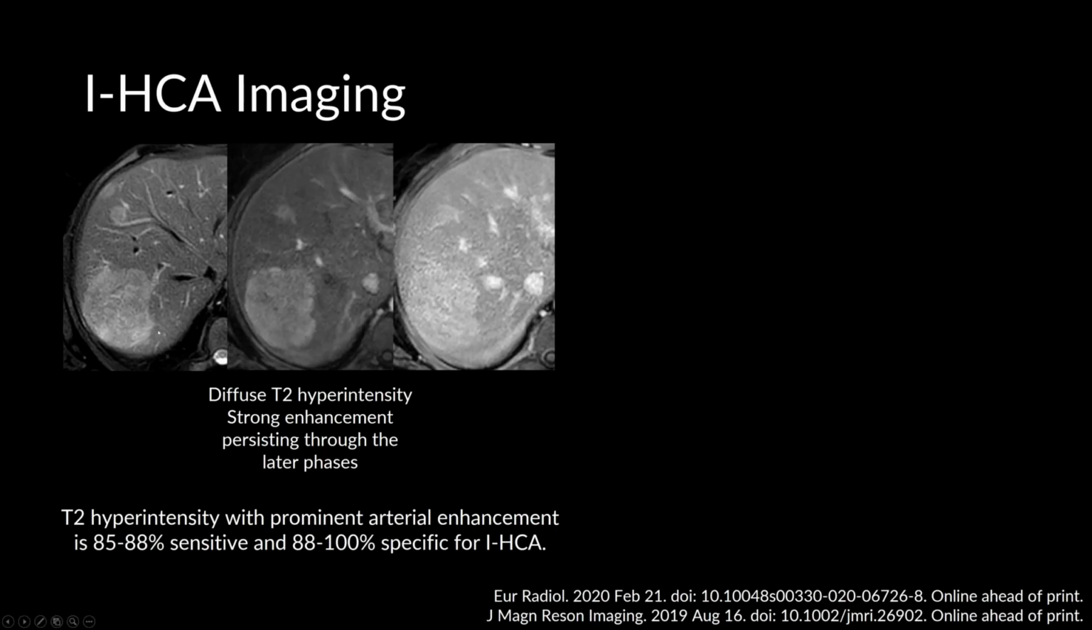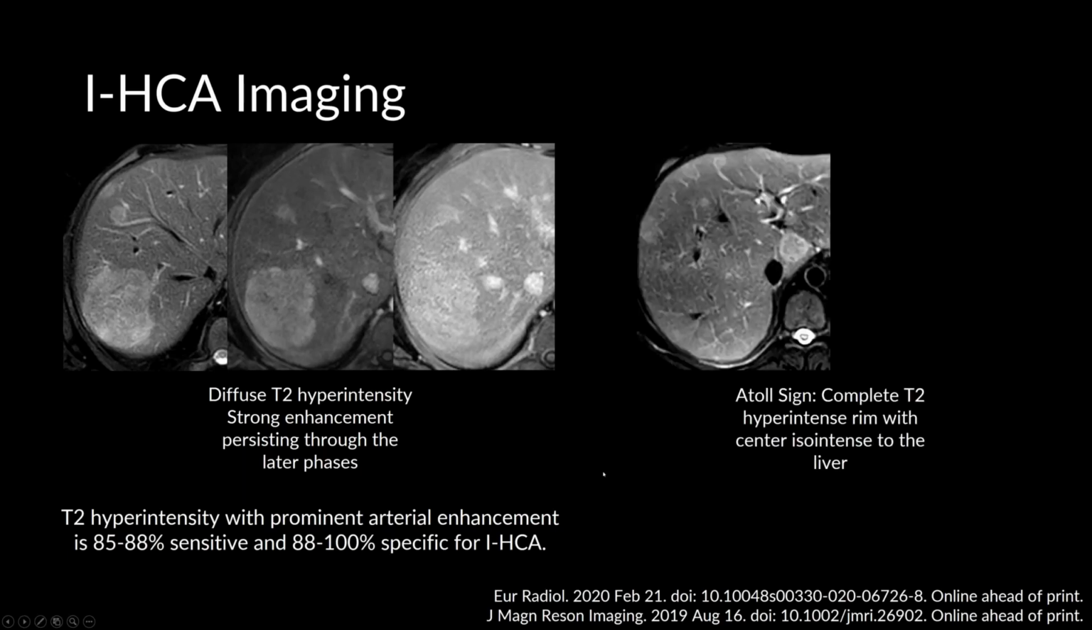So in this T2 fat-saturated image, you have diffuse T2 hyperintensity with pretty strong arterial enhancement that persists on the delayed phases. And the combination of T2 hyperintensity with arterial enhancement is actually a pretty good finding taken together, being 85 to 88% sensitive and 88 to 100% specific for inflammatory adenomas.